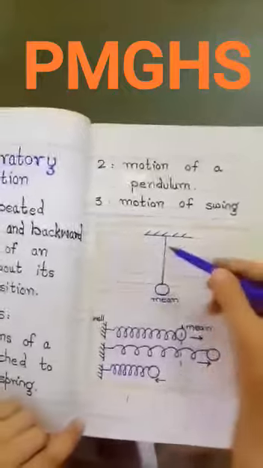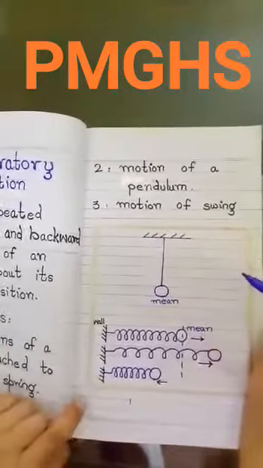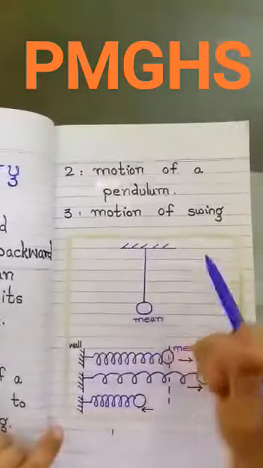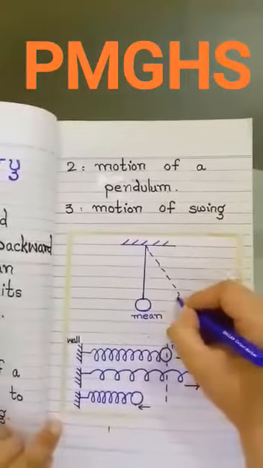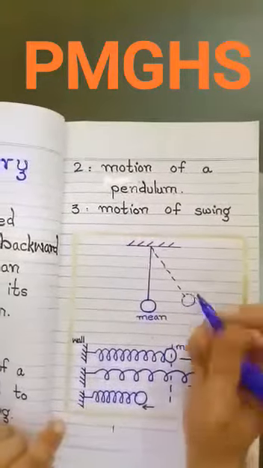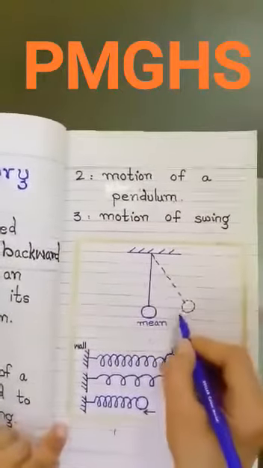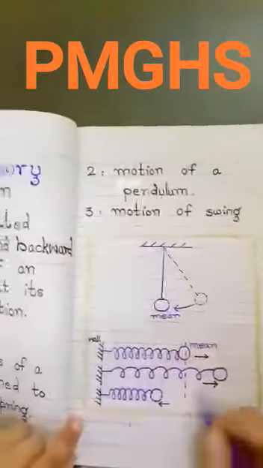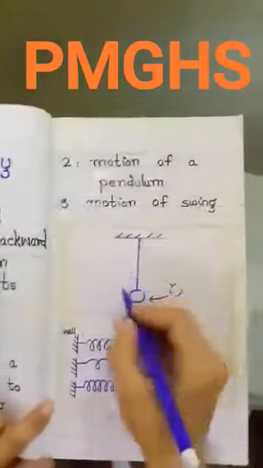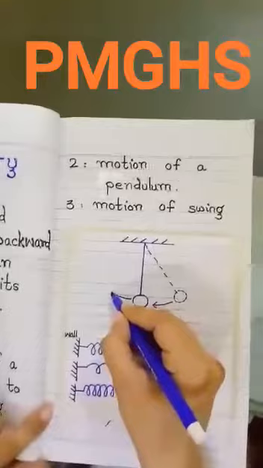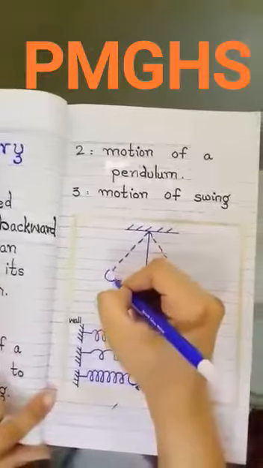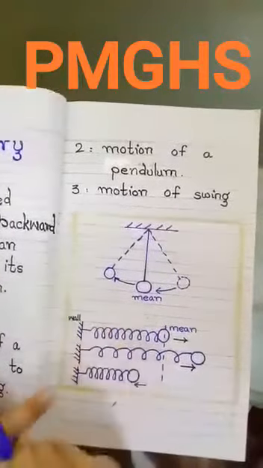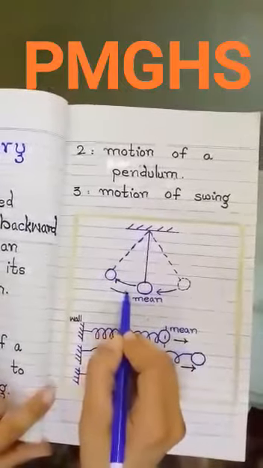Another example of vibratory motion is the pendulum. The position at which the pendulum is at rest is called the mean position. When I hold this pendulum and move it to the right side, like at this position, when I release this pendulum, it again moves towards the mean position. But it does not stop at the mean position. It moves on the other side of the mean position, like it is here. It does not stop at this position. It again moves back towards the mean position.